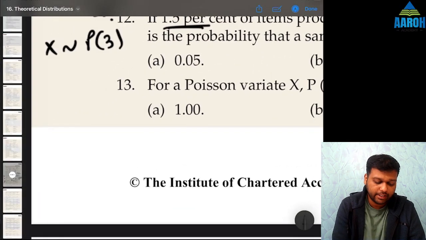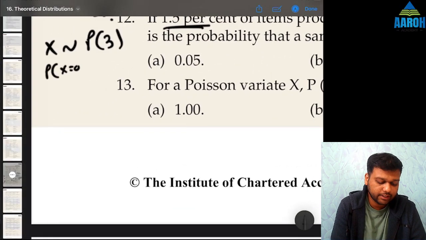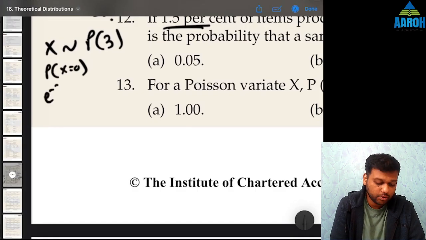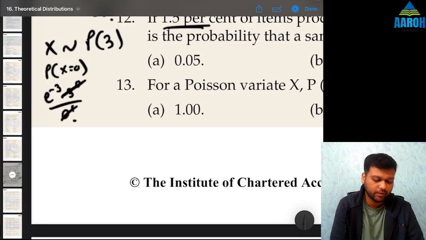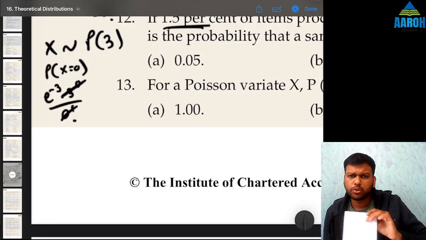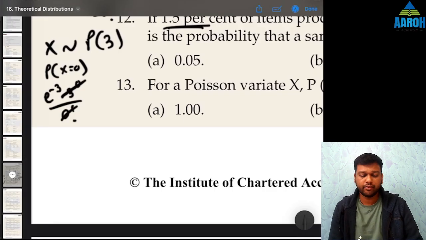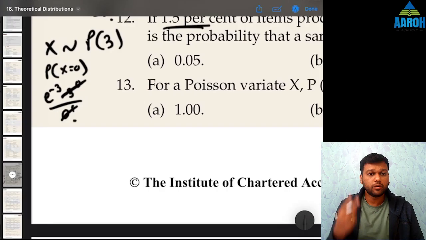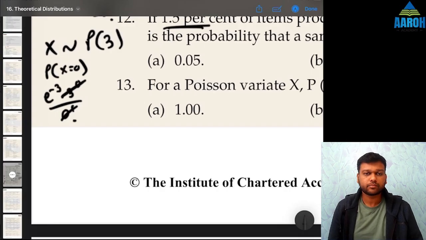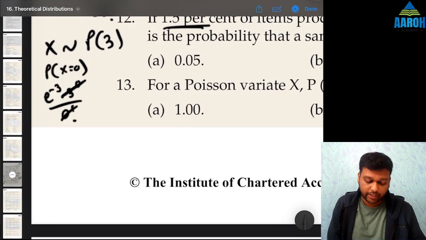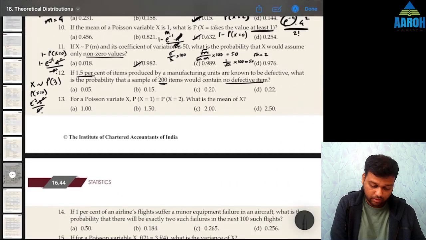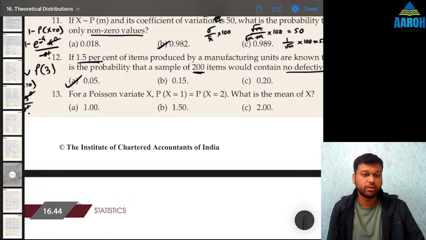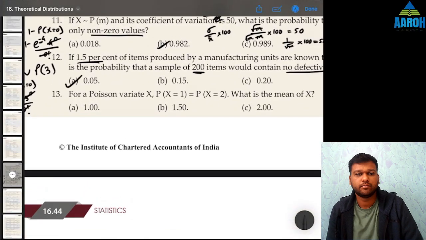So this is easy. We want probability that x is equal to 0, which is e raised to minus m into, we know, m raised to x upon x factorial, which is 1 and 1. So just e raised to minus 3 will be our answer. 2.71828 into and 2 times equal to and reciprocal divided by equal to 0.0497. So option A is the correct answer, 0.05, which is the closest.